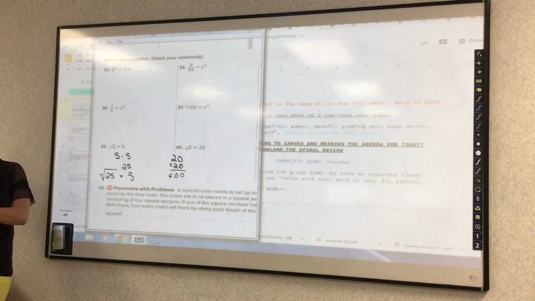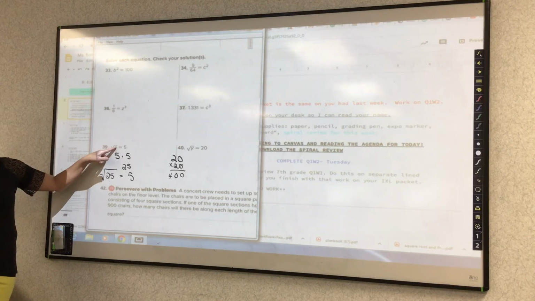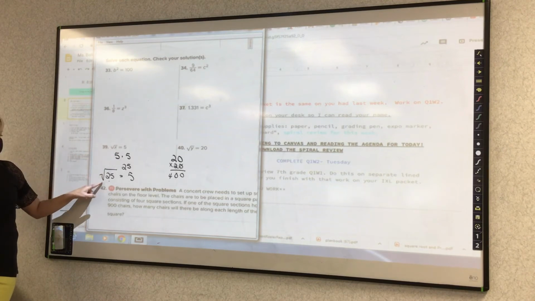X equals 5, you said? No, 25. 39 is x equals 25, because 25 is what goes under the square root. And the square root of 25 is 5.